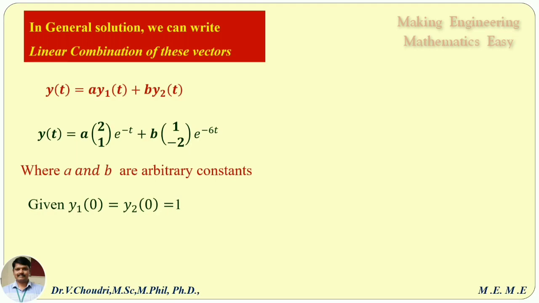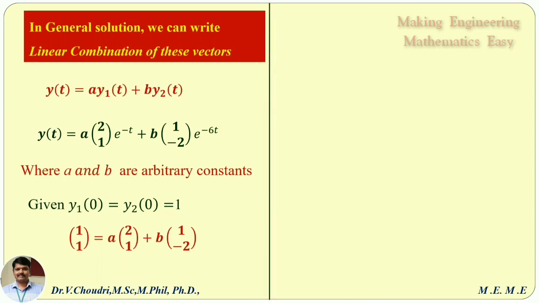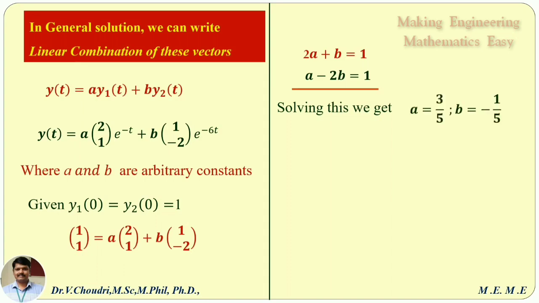Given initial conditions y1 of 0 equal to 1 and y2 of 0 equal to 1. Applying this initial condition in the above equation, we get this equation. Simplifying this one, we get two equations: 2a plus b equal to 1 and a minus 2b equal to 1. Solving these two equations, we get a value equal to 3 by 5 and b value equal to minus 1 by 5. Substitute these arbitrary constant values in this y of t equation, we get like this.